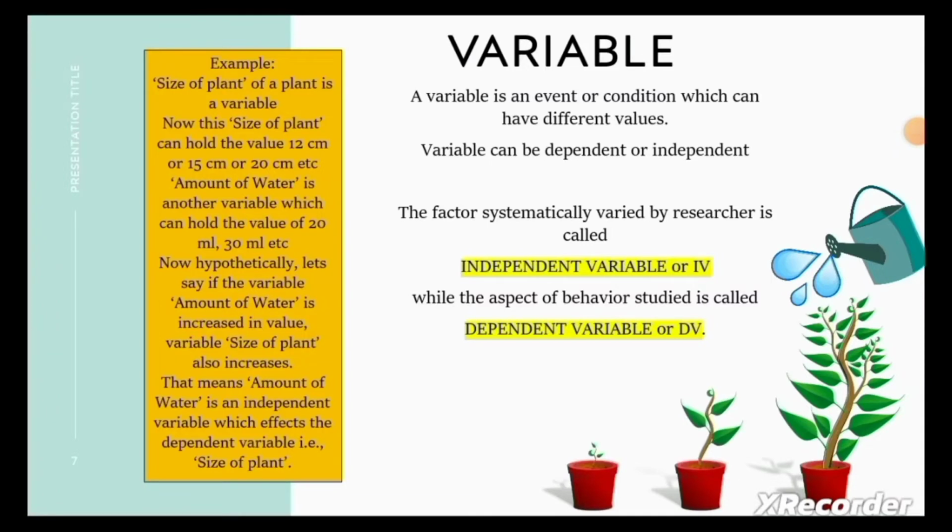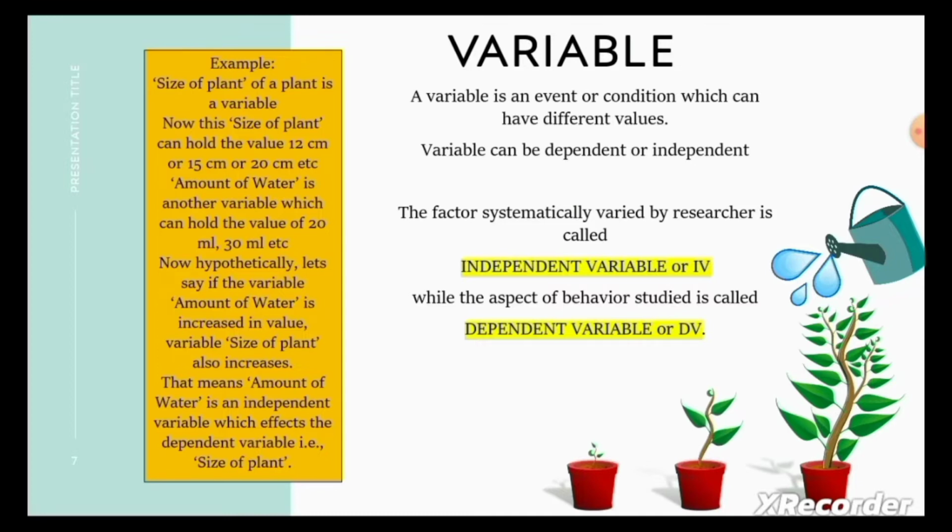A variable is an event or condition which can have different values. Variables can be dependent or independent. Now let's understand with the help of an example. Size of a plant is a variable. Now the size of plant can hold the value 12 cm or 15 cm or 20 cm, etc. Amount of water is another variable which can hold the value of 20 milliliters, 30 milliliters, etc.